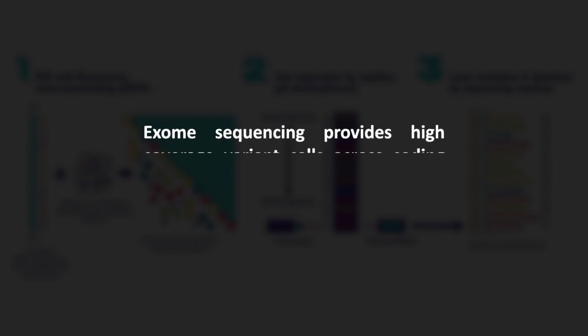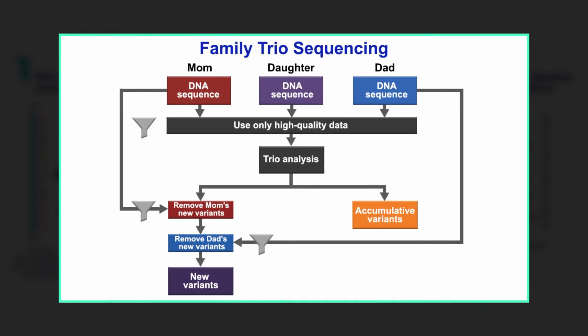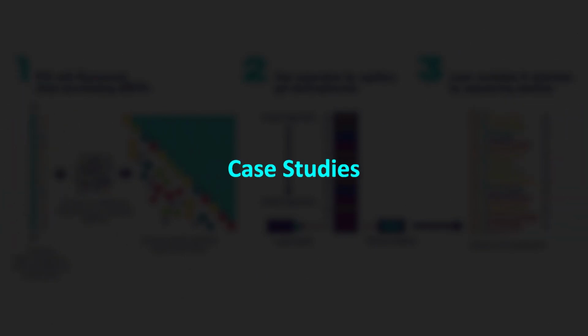Exosome sequencing provides high coverage variant calls across coding regions which are needed to separate true variants from noise. A successful model of Mendelian gene discovery involves the discovery of de novo variants using trio sequencing, where parents and proband are genotyped. Dear students, let's now understand some case studies.